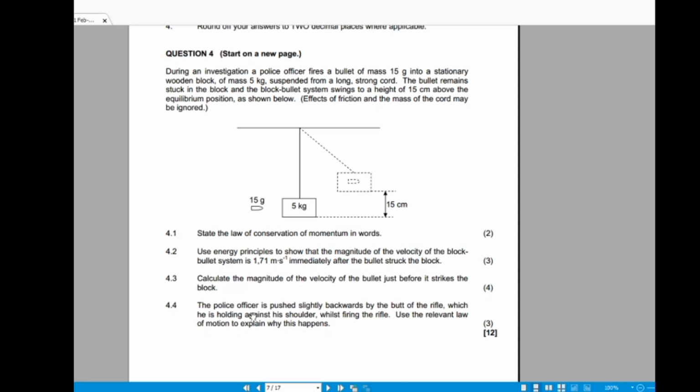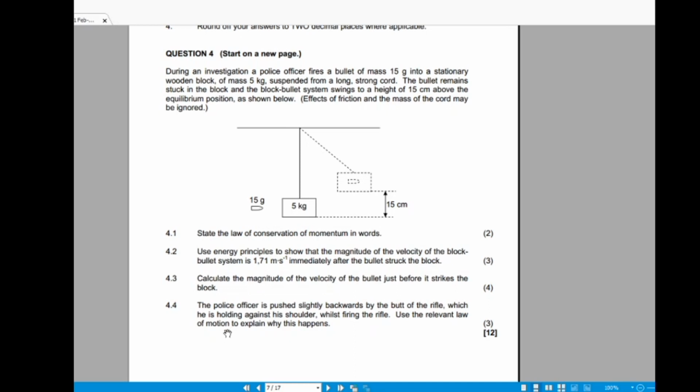So now if you look at this question, this is the application of Newton's third law of motion. Newton's third law of motion, if you check from the exam guidelines or the definition in your textbook, for every action there is an equal and opposite reaction, right?